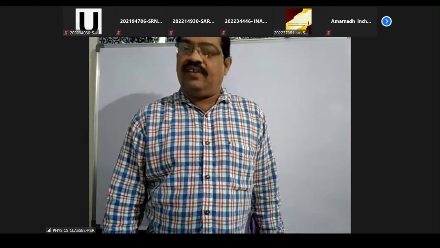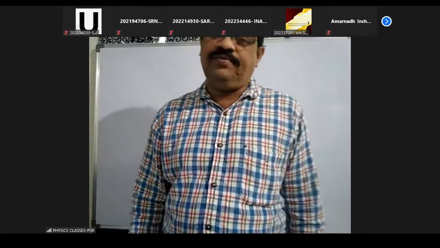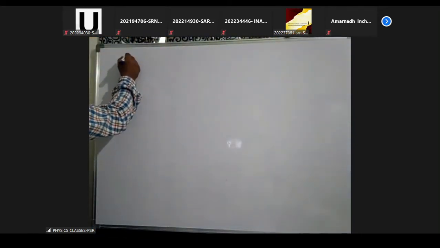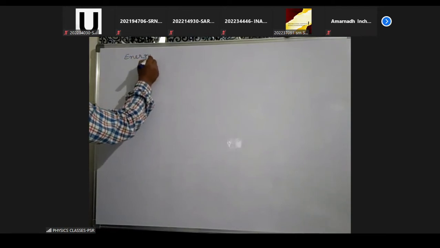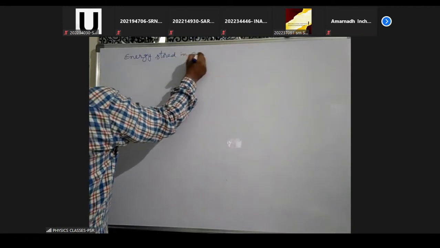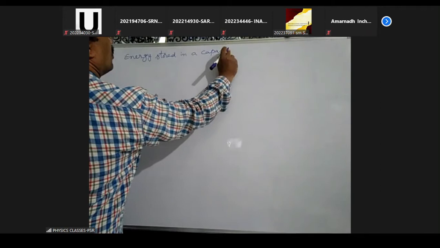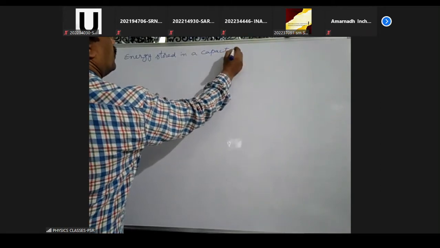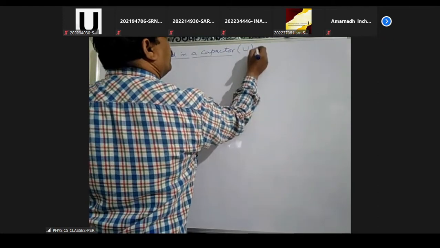Okay. So now, this week's syllabus starts with the energy stored in a capacitor. Okay, note down the heading: energy stored in a capacitor or condenser. In general, it is denoted by the symbol U.